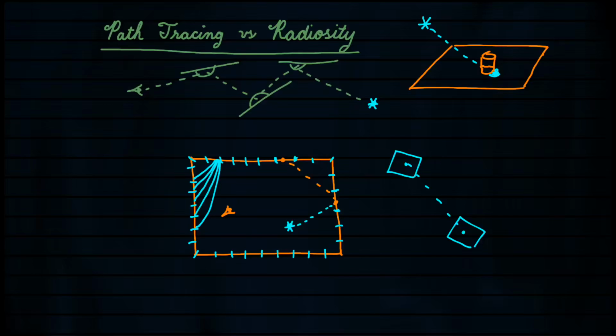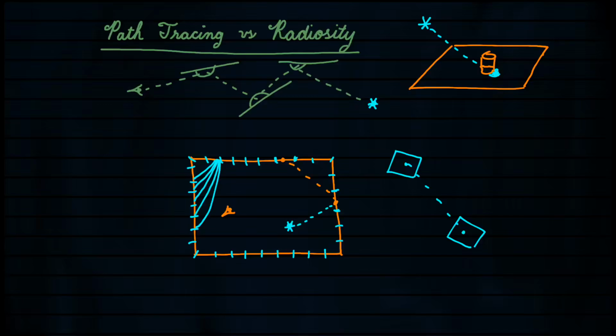You can get noise in your results, so it takes a long time to get a smooth image, whereas radiosity, you can get a nice smooth image, but at the cost of you're limited to the resolution that you break down your scene into these little small patches.